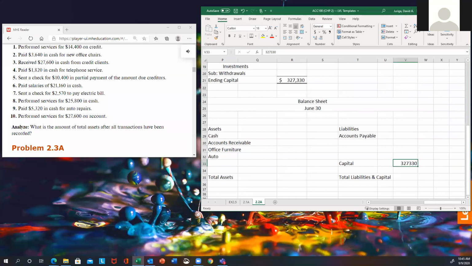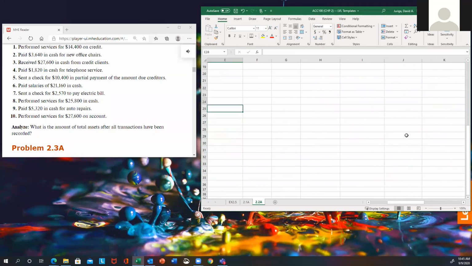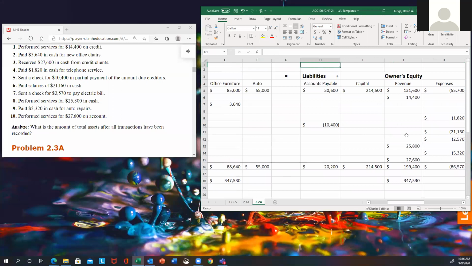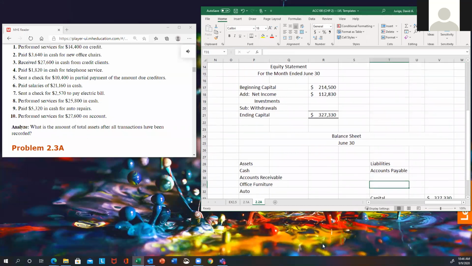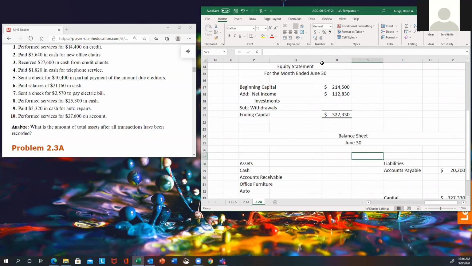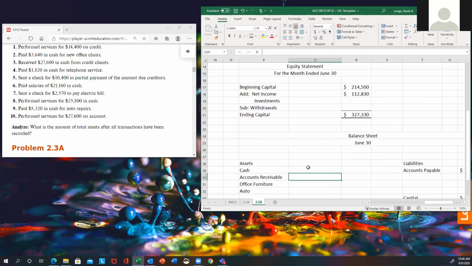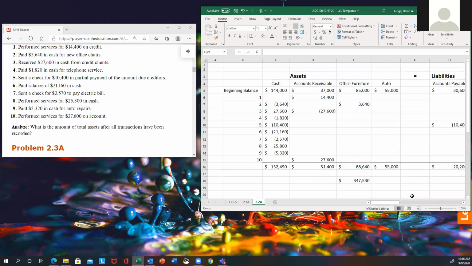All right, so let me format that so again it's easier to look at. All right, our accounts payable was 20,200. So I'm just going to plug that in right here, 20,200. We got that, and then the rest of it, we just have to list our assets from the equation. And so we go back, and we've got cash. Let's go get our cash balance of 152,490.